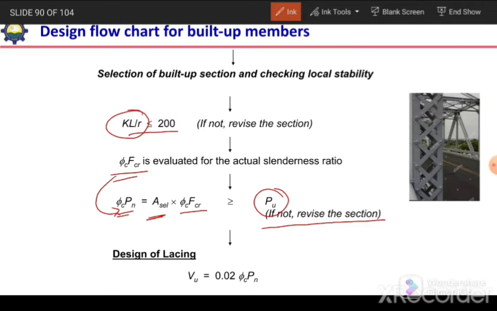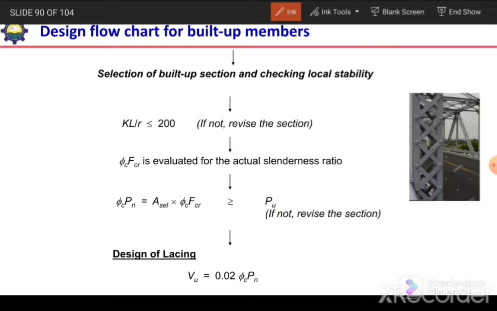We have solved a few examples and discussed the flowchart for the built-up members. Here one thing needs to be noted: in the case of a built-up section, when we use lacing to connect the individual members of the built-up section, the distance between the lacing points will be sufficiently small. But if we use tie plates, we can only use 2 or 3 tie plates. So in that case, the distance between the tie plates will be sufficiently large.